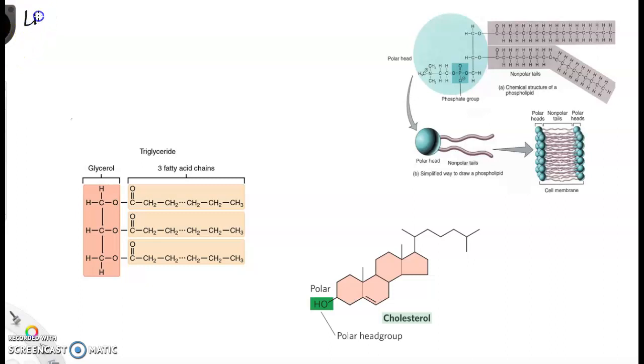Now we're going to talk about lipids. Lipids are fats. There are 3 types of lipids that are important. And the first one is called a triglyceride. So this thing right here.